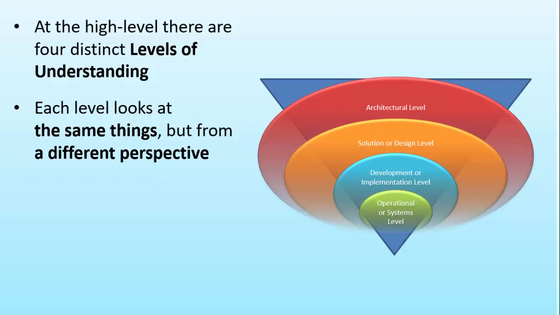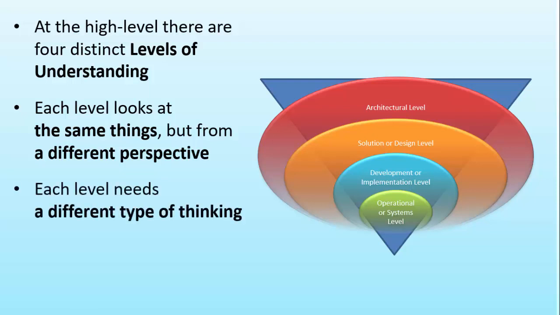So when we're looking at the architecture of the enterprise at the architectural level, we're looking at the enterprise, but we're focusing very much on how it's described architecturally. When we go down to the solution or design level, we're still looking at the enterprise, but we're looking at solutions that are designed to help the enterprise to carry out its business and to function effectively.